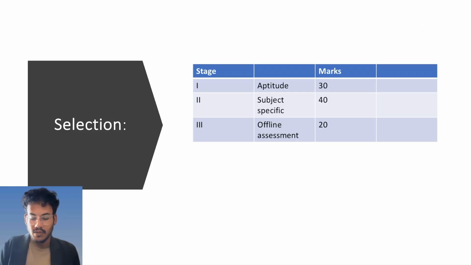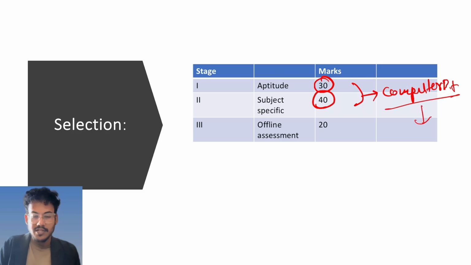The examination would be computer based. You would be attempting it in 90 minutes: 30 marks of aptitude and 40 marks of subject specific questions. After you have qualified the computer based test, a list would come.